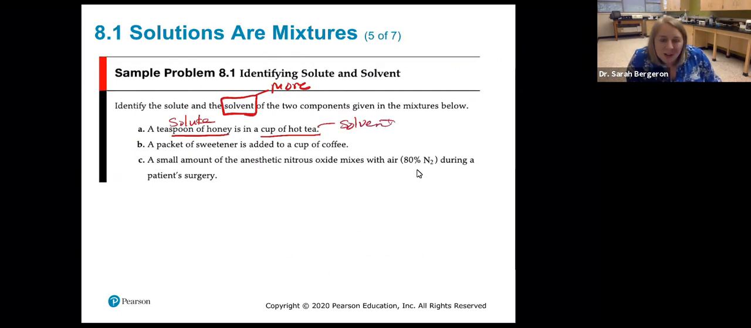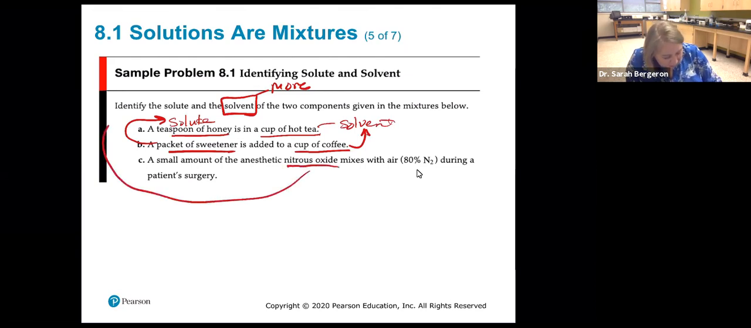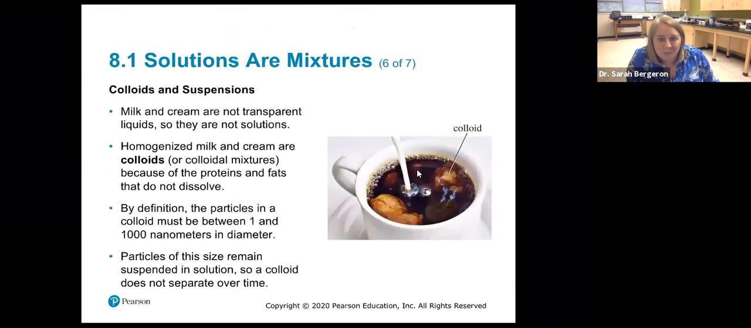A pack of sweetener is added to a cup of coffee. So my pack of sweetener is again the solute, and my cup of coffee is the solvent. A small amount of anesthetic nitrous oxide mixes with air during a patient's surgery. So my nitrous oxide here is the solute, and then my air, really 80% N2, is my solvent. Okay, so just always look for which one's less, which one's more.